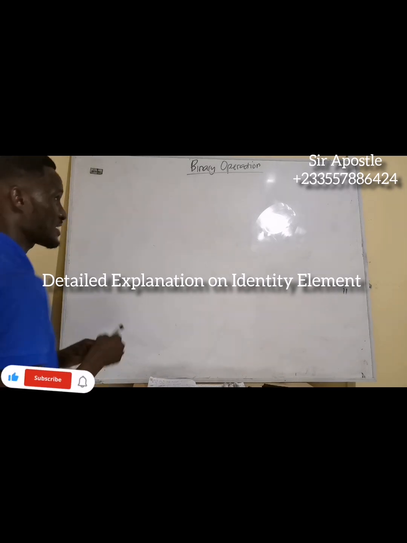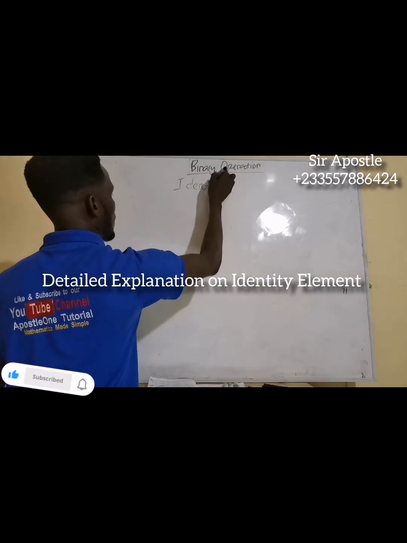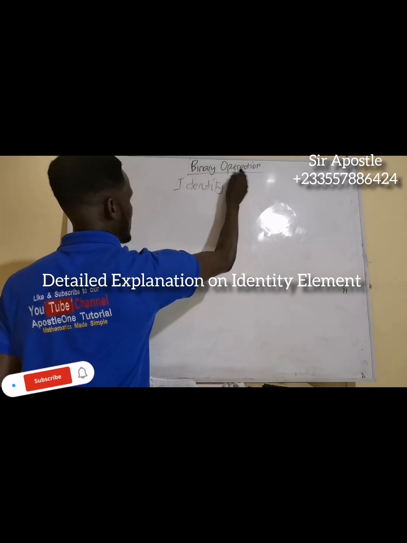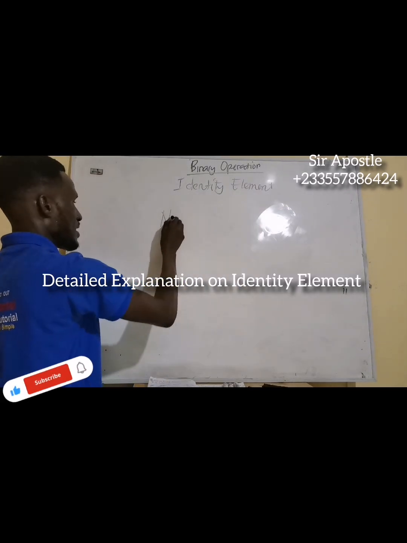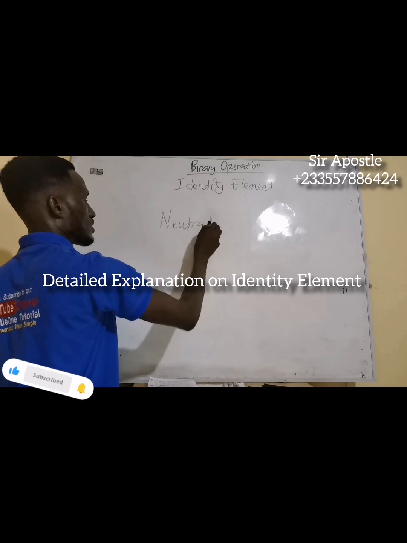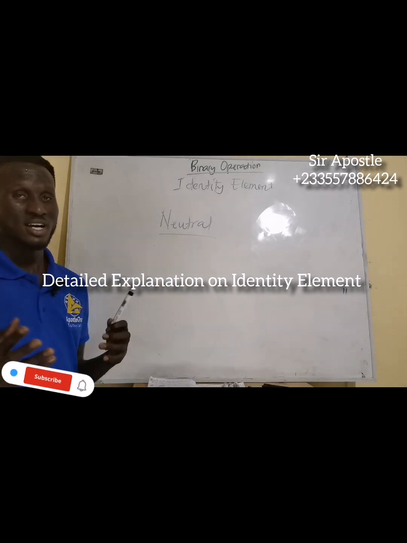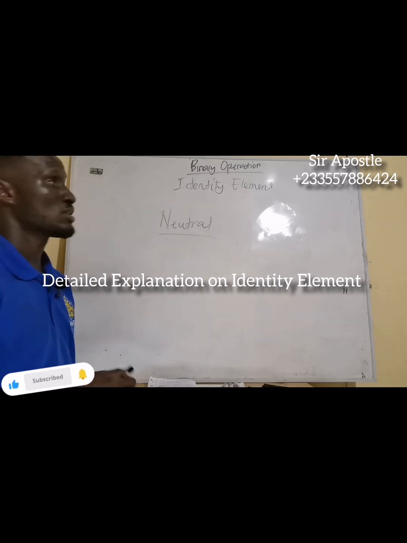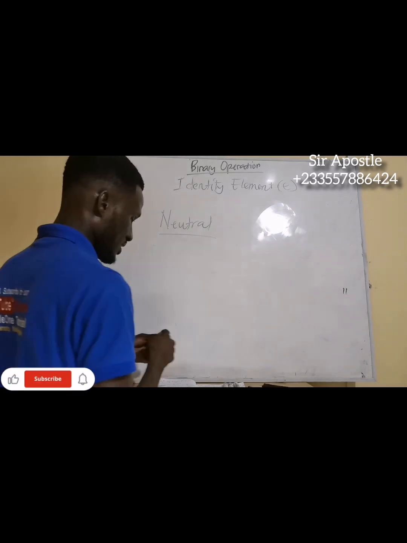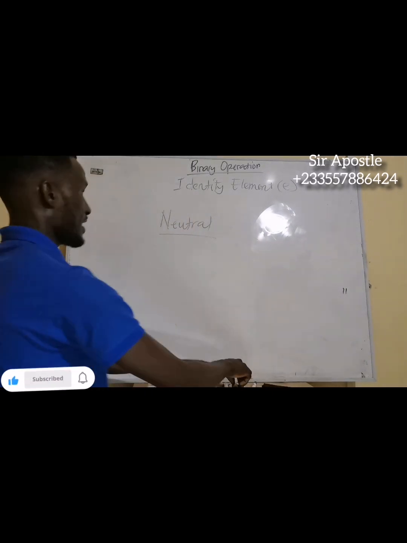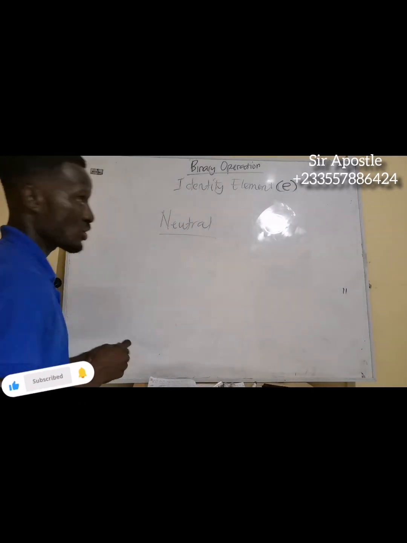Now, what I want to talk about is the identity element. The identity element is the same as the neutral element. So it is either the identity element or the neutral element. Since our mathematics is concerned, we use the letter E to represent the identity element. The letter E represents the identity element.